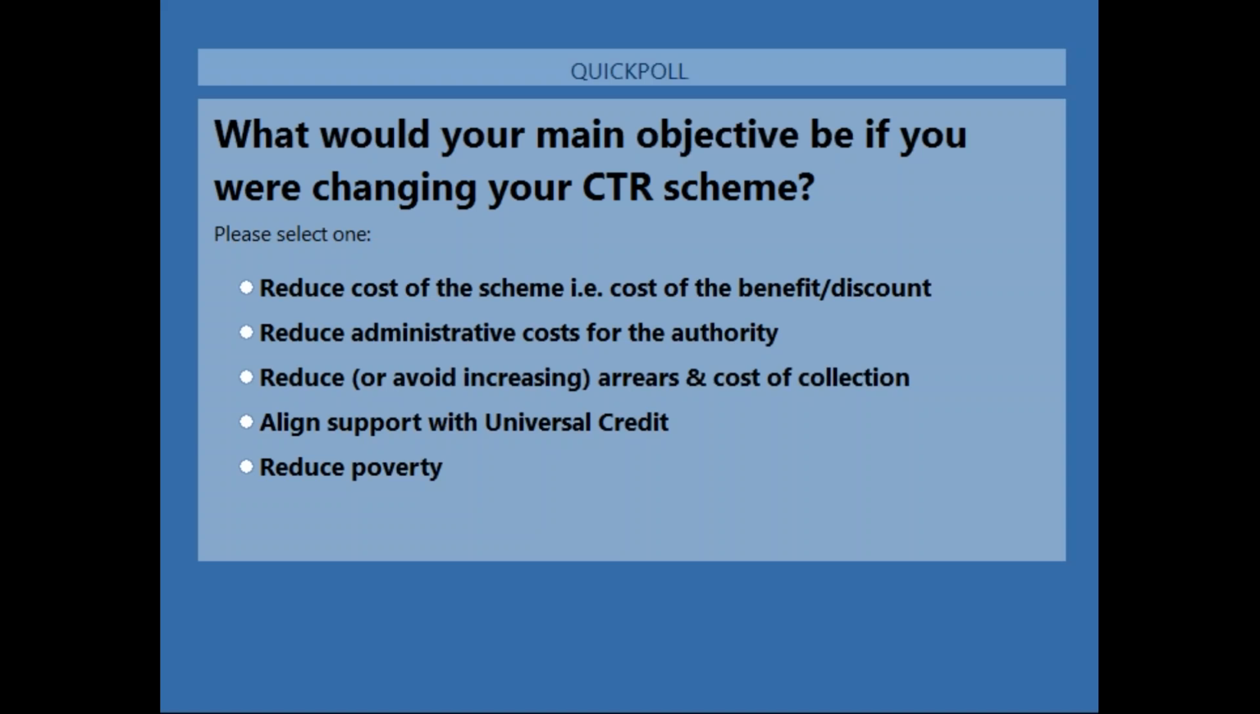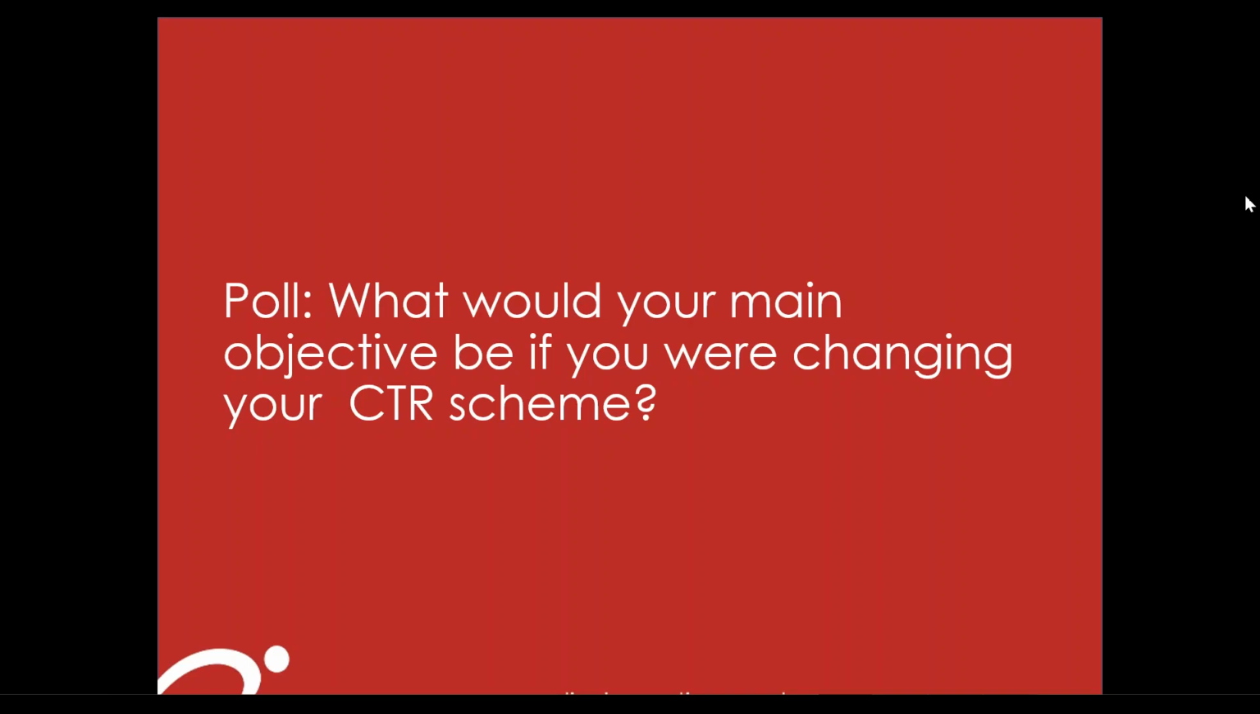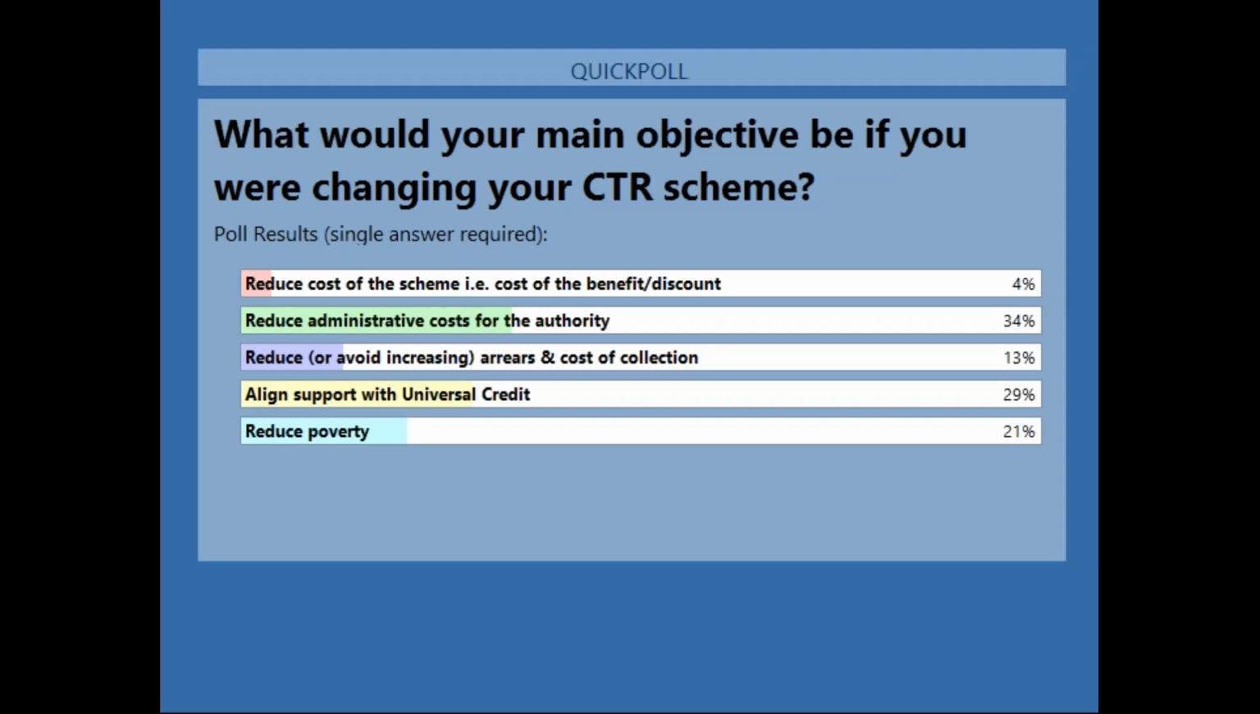Okay, great. Thank you very much. So I'm going to close the poll now, and I will share the results, which you should be able to see on the screen now.